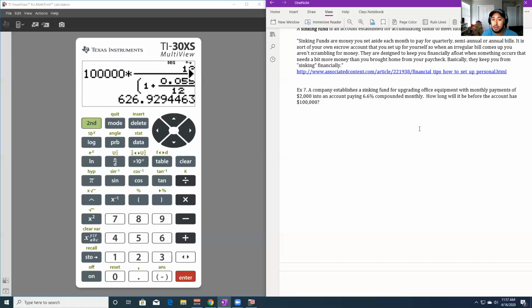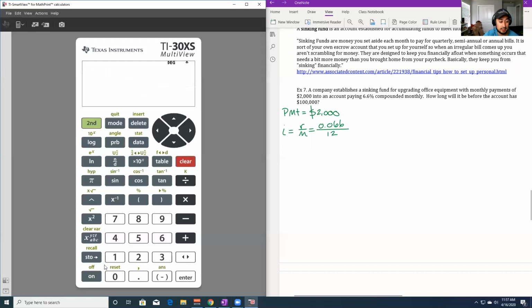So we are first making monthly payments of $2,000. So that's what I'll write down first. So first off, my payments are $2,000. And then this is getting put into an account paying 6.6% compounded monthly. So they're giving us I. I is R over M, and our rate is 6.6%, so 0.066 over, we are compounding monthly, so 12.